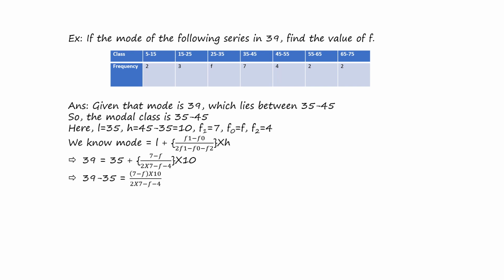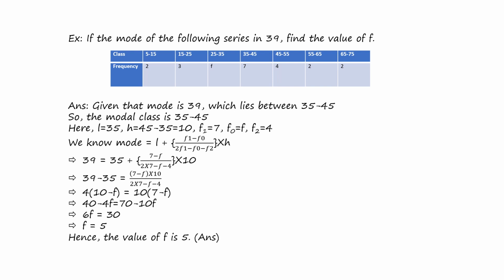On simplifying, we get 4 into (10 minus f) equals 10 into (7 minus f), or it is nothing but 40 minus 4f equals 70 minus 10f, or 6f equals 30, or f equals 5. Hence, the value of f is 5. That means the frequency of the modal class is 5, is the answer.